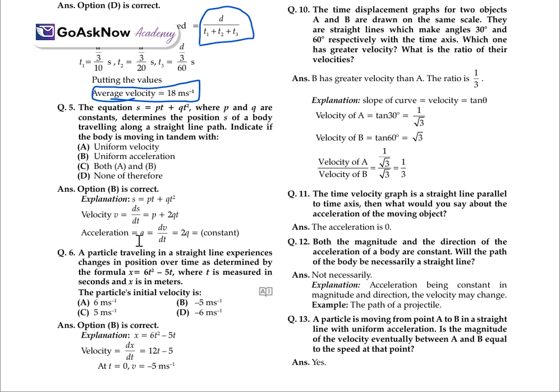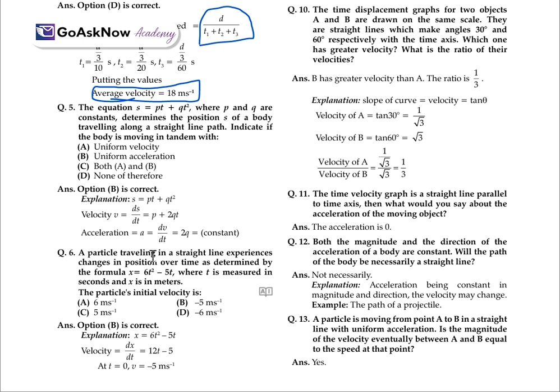And acceleration a = dv/dt, that will be equal to 2q only, because we just put the values and here we get 2q, which is a constant. So when it is constant, it will be uniform acceleration. We have already discussed all these things in the graph, right?